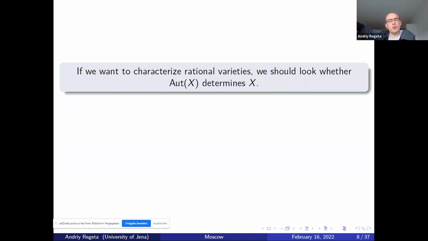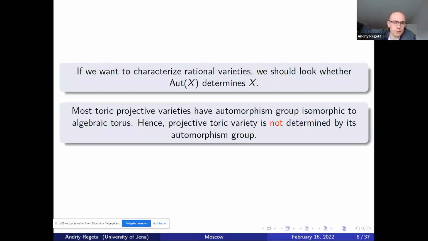But here we also have a problem. Most toric projective varieties have automorphism group isomorphic to an algebraic torus. Hence, a projective toric variety cannot be determined by its automorphism group. So we tried the group of birational transformations, it didn't work. Now we tried the group of regular automorphisms, but for projective varieties, and it also didn't work. Well, let's try now the last step, so to say, affine varieties.